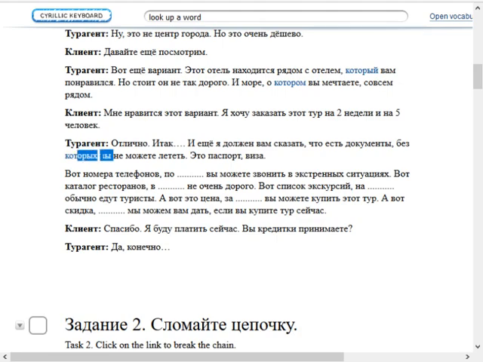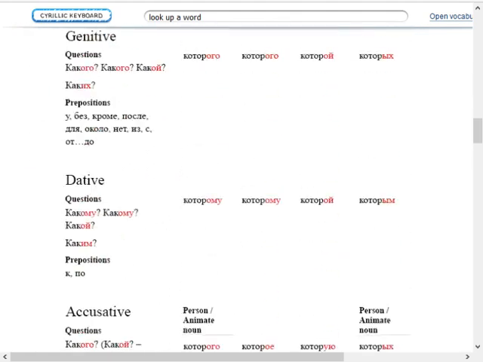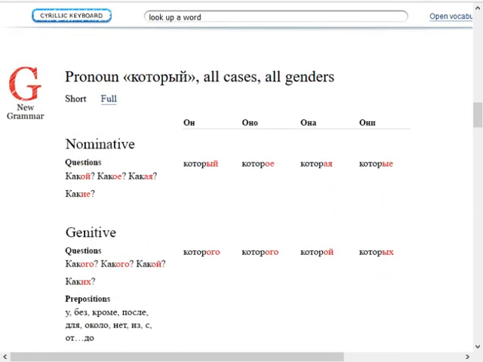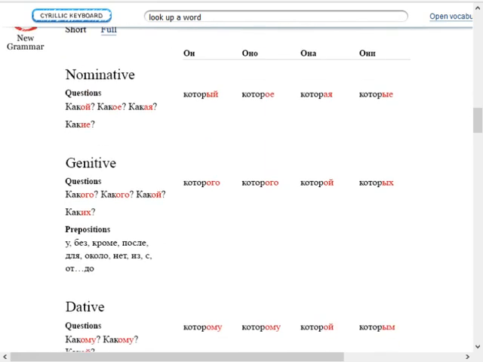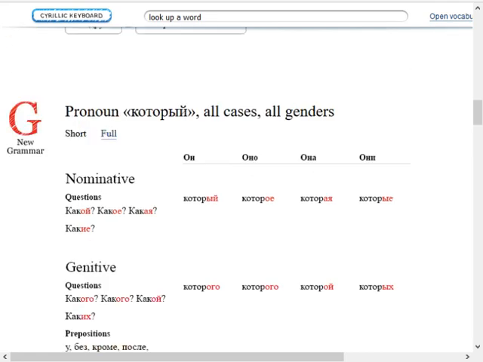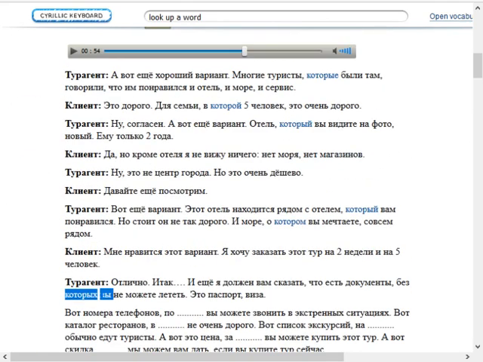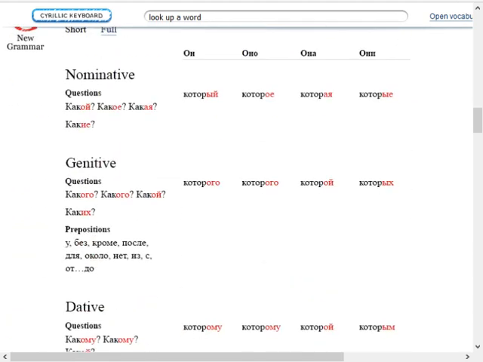So, которых. This should be genitive plural, because it's без. So he said без которых. And so без, something falls under genitive, and then because the documents are plural, it's the plural form.